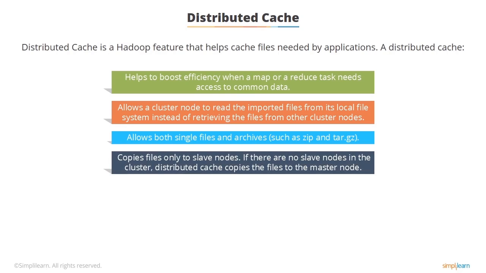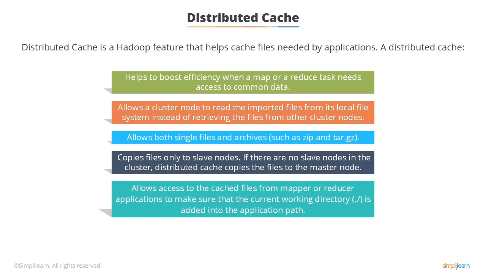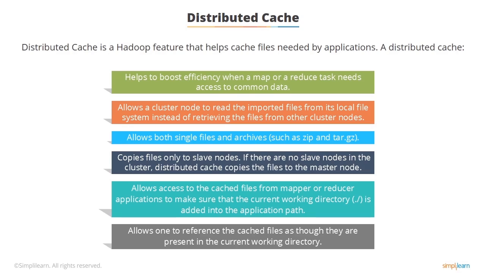It copies files only to slave nodes. If there are no slave nodes in the cluster, then distributed cache copies the files to the master node. It allows access to the cached files from the mapper or reducer applications to make sure that the current working directory is added into the application path. It allows referencing of the cached files as though they are present in the current working directory.